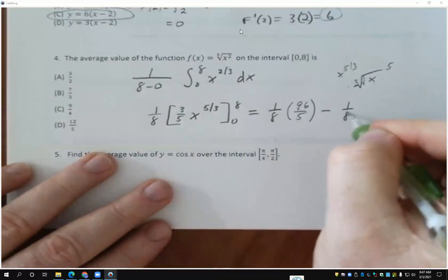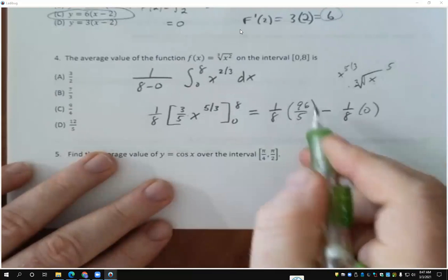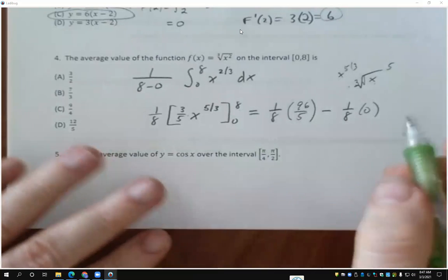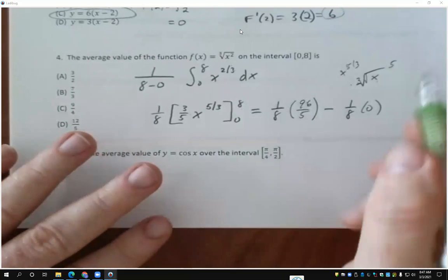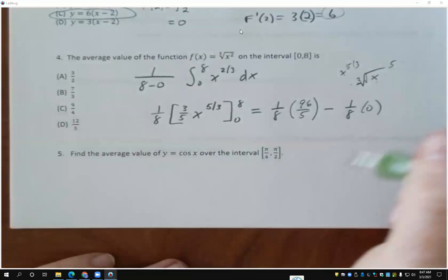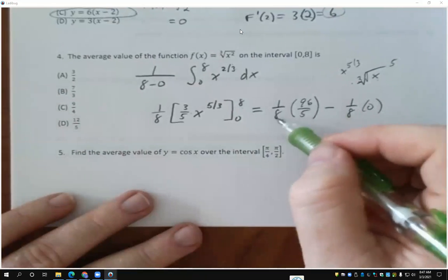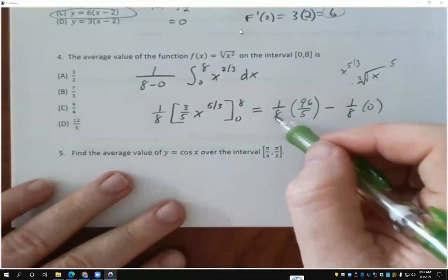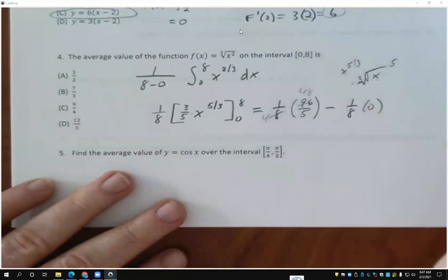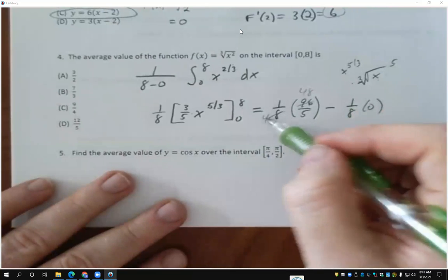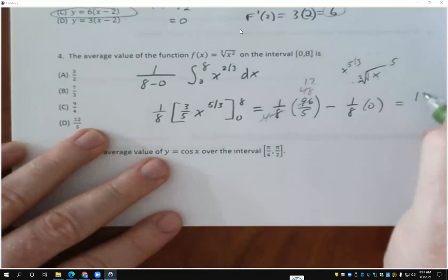Minus 1/8 and plug a 0 in. And when I plug a 0 in, I get 0. So it's really just this right here, which is 96/40. But 8 actually divides into 96 evenly. The best way to do it is to start going by 2s, right? 2 goes into 8 4 times. 2 goes into 96 48 times. Now I can see 4 goes into 48 12 times. So I get 12/5.